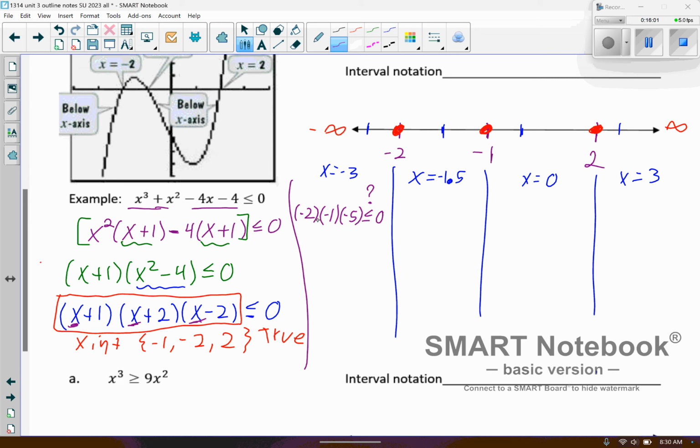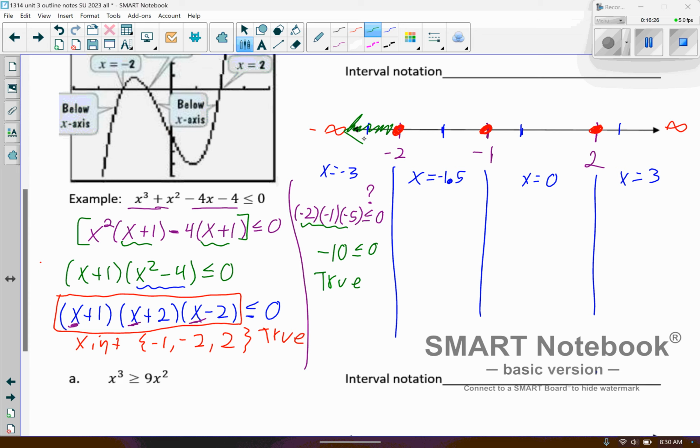And so you're going to multiply all three of these numbers together right here. And if you want to, you can use a calculator. But let's see, -2 times -1 is 2. And then 2 times -5 is -10. So -10 is less than or equal to 0. True. That is true. So we're going to shade that part right here.